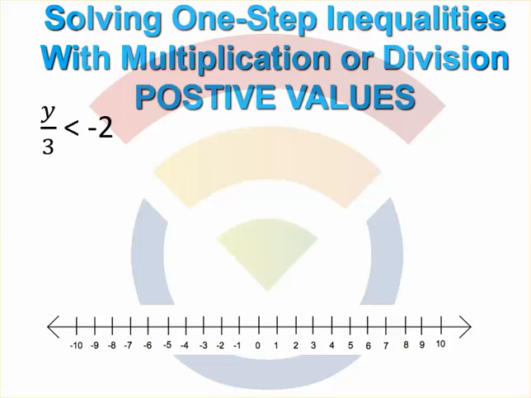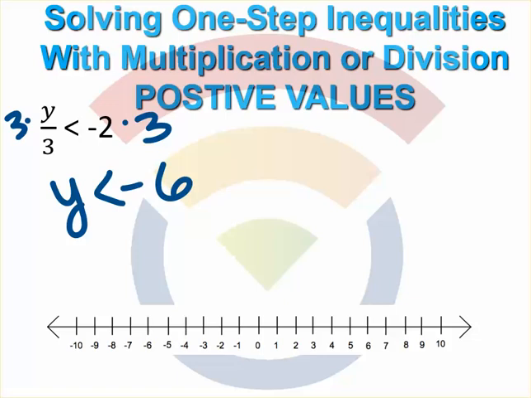y divided by 3 is less than negative 2. I'm going to get y by itself. y is divided by 3. The opposite of dividing by 3 is to multiply by 3. So we're going to multiply both sides by 3. So y is less than negative 2 times 3, which is negative 6.